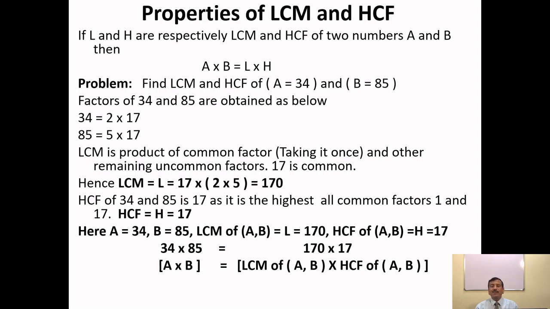While HCF is the highest common factor. Here we realize the common factor in both numbers happens to be 17. So HCF is 17. 34 into 85, we can equate it to 170 into 17. And therefore A into B is equal to LCM of A and B into HCF of A and B. We can make use of this property in solving many problems.